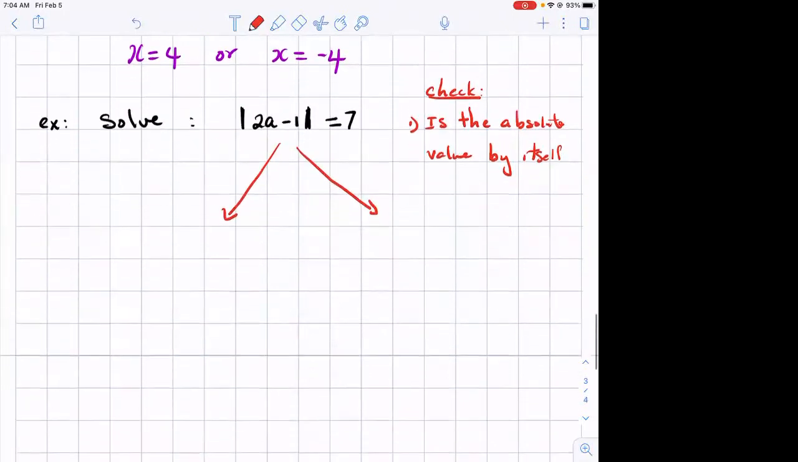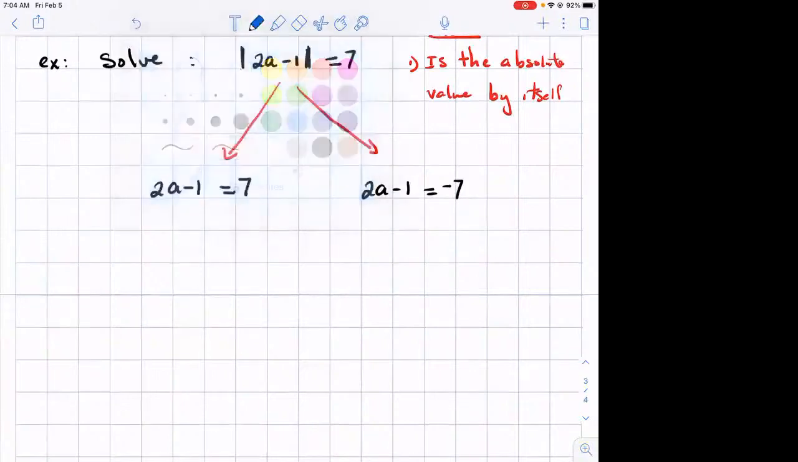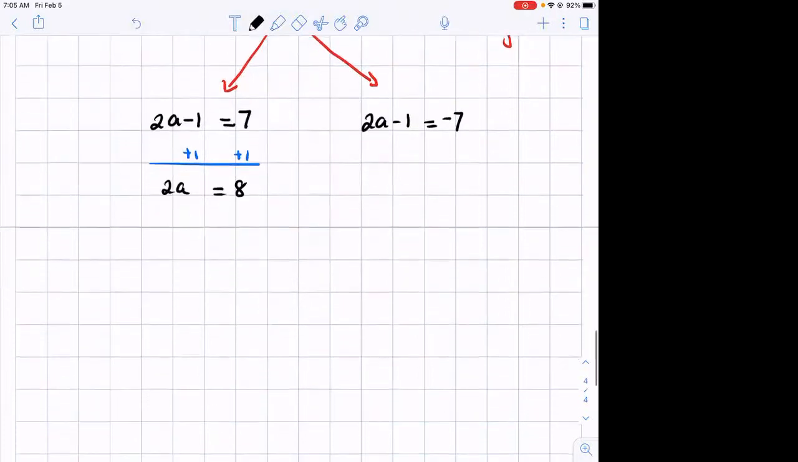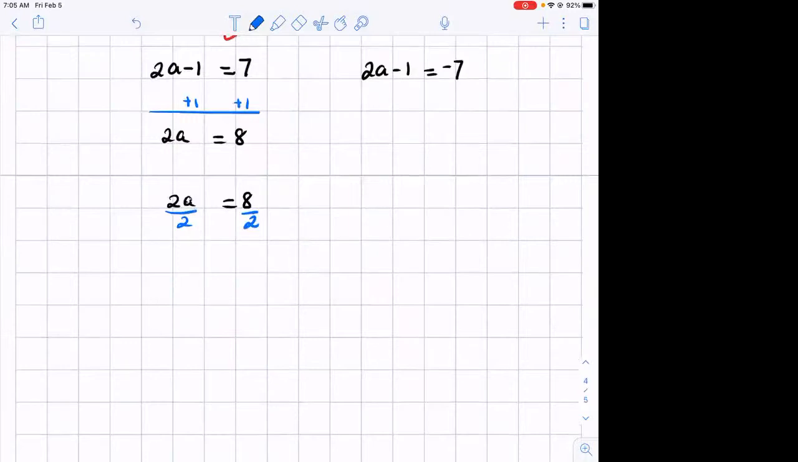And when we split, we have two equations now. These equations are 2a minus 1 equal to 7 and 2a minus 1 equal to minus 7. And you have learned how to solve equations already. So in our example, we will add 1 since we're going across the equal sign. So we have 2a is equal to 8. And then to get a by itself, we'll divide both sides by 2. And this would leave us with a is equal to 4.